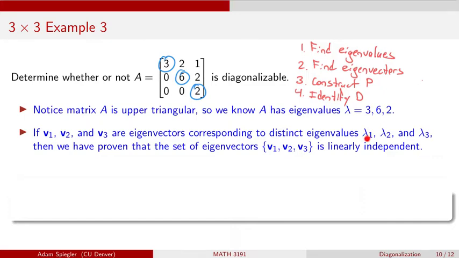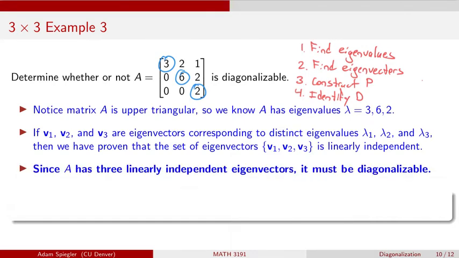So for lambda 1, there has to be at least one non-zero, non-trivial vector, eigenvector corresponding to it. We'll call that V1. For lambda 2, there is another eigenvector, V2. For lambda 3, there is a third eigenvector, V3. And because these all correspond to distinct eigenvalues in this case, that means I'm definitely going to have 3 linearly independent eigenvectors. Therefore, we know matrix A is diagonalizable, even if we haven't identified what those eigenvectors are.